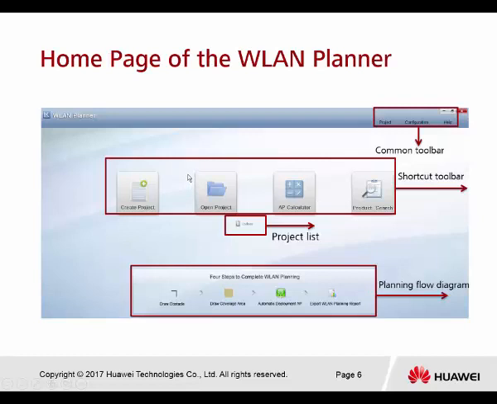So how does it look? After we install the WLAN Planner, this will be the first interface that shows up. It shows you create project, open project, AP calculator, and search for the product. This icon is the project list, like history, of the previous projects that you already created, and they are automatically stored here. The WLAN Planner has an auto-save system, so no need to worry if you forget to save your template; it will always auto-save your current project. On the top here, they have project configuration and also help.